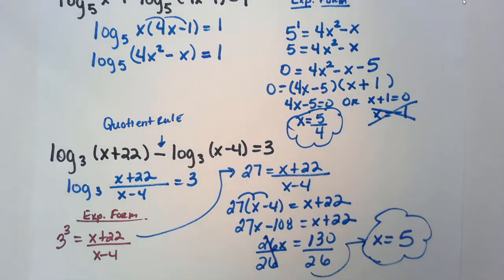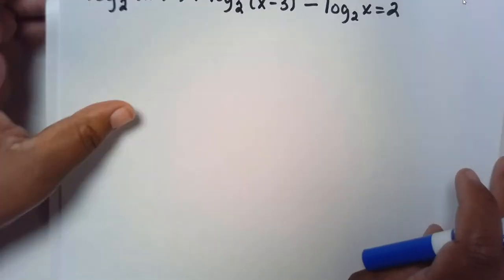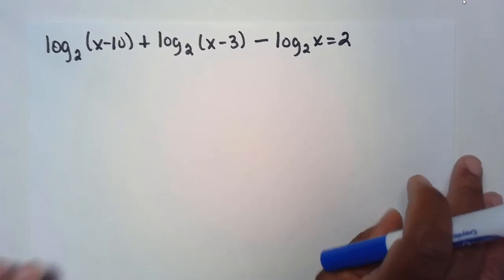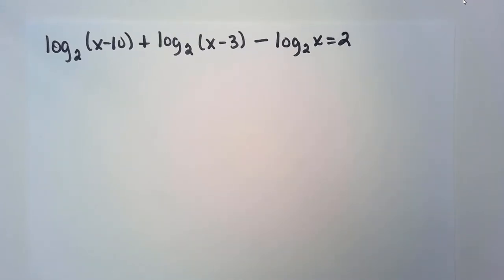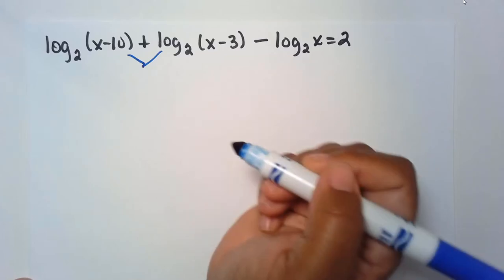All right, our last example. Log base 2 of (x minus 10) plus log base 2 of (x minus 3) minus log base 2 of x is equal to 2. That left hand side, I want one logarithm. One. So remember in 4.3 we talked about how to use those product rules and the quotient rule. So we know the first two, we're going to use the product rule.